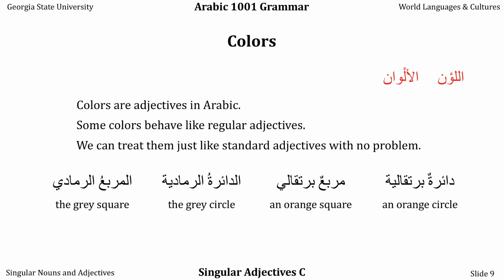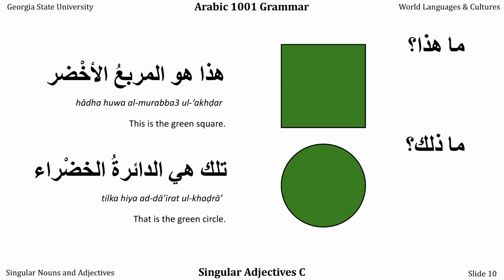Al-murabba' ar-ramadi. Here the adjective is masculine, singular, and definite, because its noun is masculine, singular, and definite. A certain set of colors, however, there are 7 of them, behave rather differently. They have very different masculine and feminine forms. Green is one of them. Green is the lucky color in Arabic, like red is in Chinese.